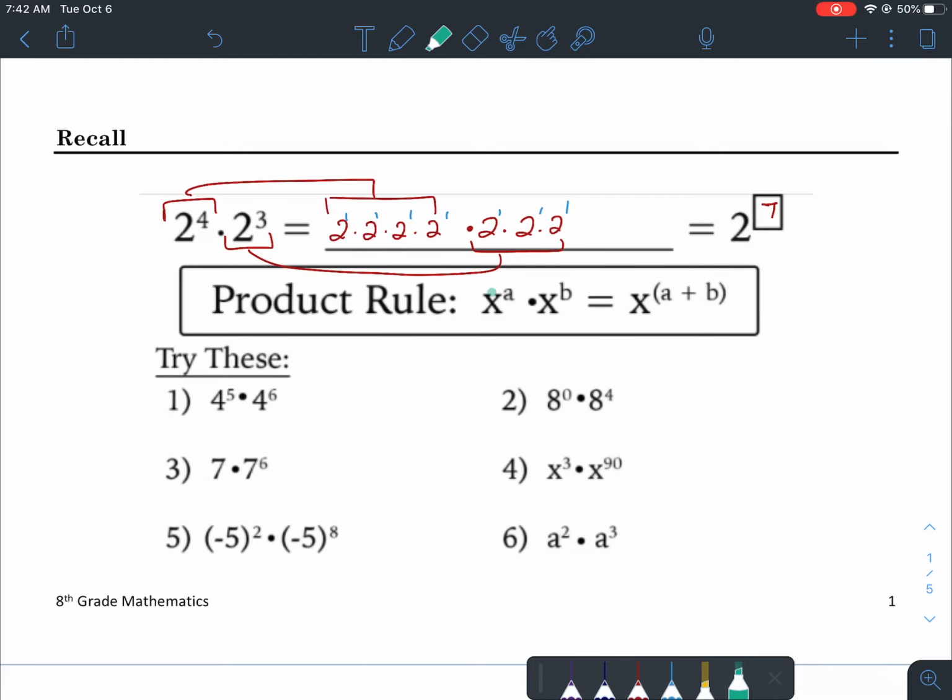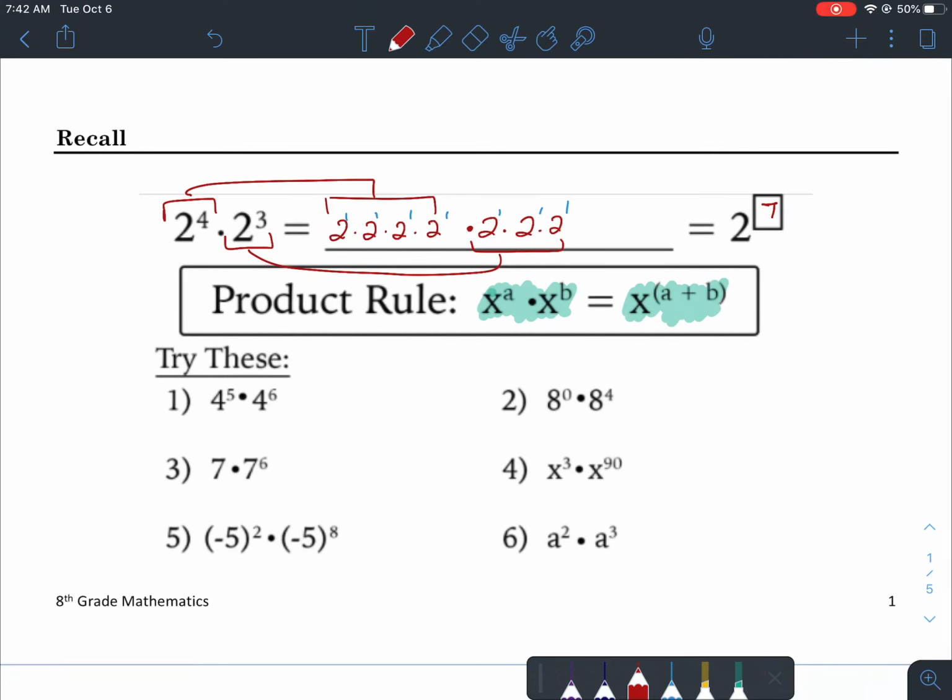That led us to our product rule. x to the a times x to the b gives us x to the a plus b, right? When we are multiplying with the same base, we add the exponents. I want you to pause the video, take a few moments to do numbers 1 through 6. When you're ready, unpause, and we'll go through them together.